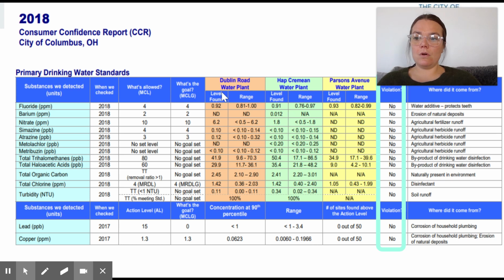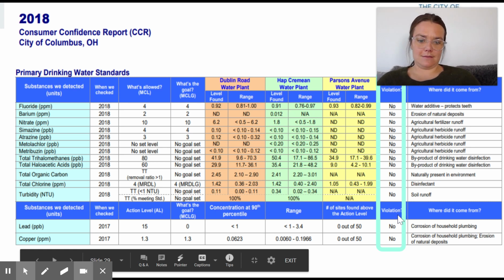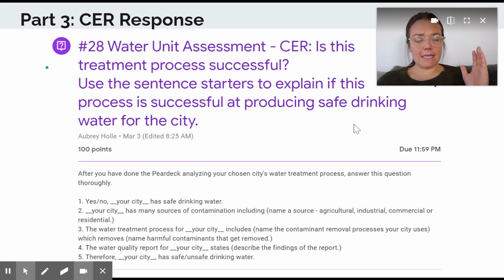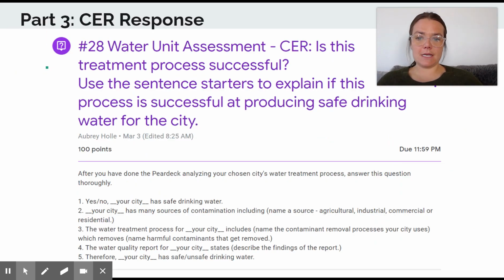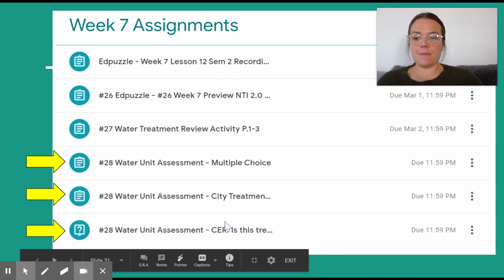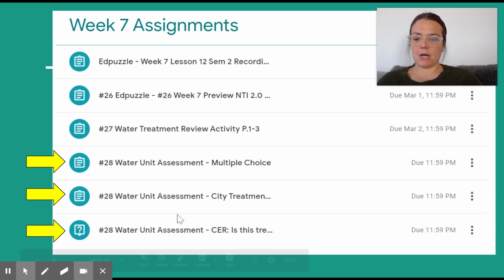Now, I will tell you that the data for, I believe it is Auburn, is a little hard to read. It doesn't say whether it is in violation or meets standards. So you will have to pay attention to whether these numbers are bigger than what is allowed, or the goal. But again, the main point is that you are supposed to walk away from this being able to determine and explain if your water treatment process for the city that you decided to examine is successful and productive, or if there are some problems with it and what those problems might be. Okay. So your assessment, although it is technically one assignment, has three parts: the multiple choice, the Peardeck, and the CER.